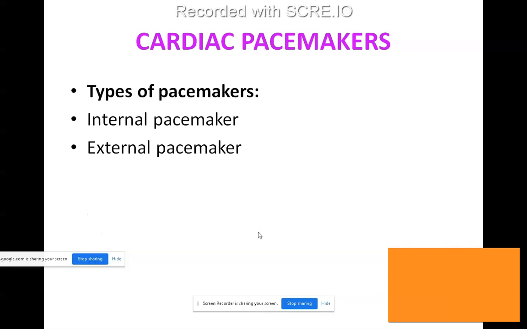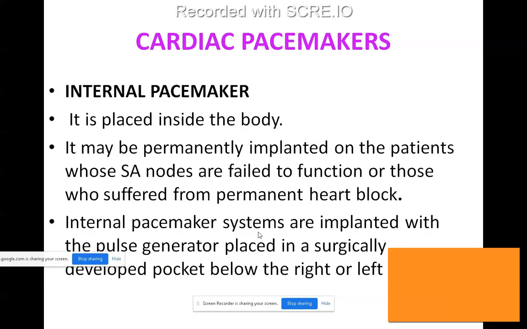Okay. So there are two types of pacemaker. One is the internal pacemaker and another one is the external pacemaker. So what is an internal pacemaker? An internal pacemaker is going to be placed inside your body. It will be implanted in your body itself.